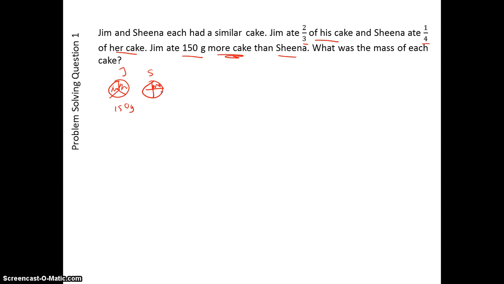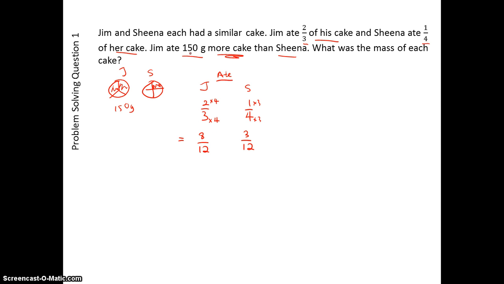Okay, so we need to find a way to compare the two fractions. So the denominators are different, because Jim is 2/3, Sheena is 1/4. Now, when the denominators are different, it's very difficult to compare. So let's make the denominators the same. So 3 and 4, what is common? 12. So I times 4 here, so this becomes 8 out of 12. I times 3 here, this becomes 3 out of 12. So I have 8 out of 12, I have 3 out of 12. And this is the amount that they ate. Correct? Because Jim ate 2/3, Sheena ate 1/4.